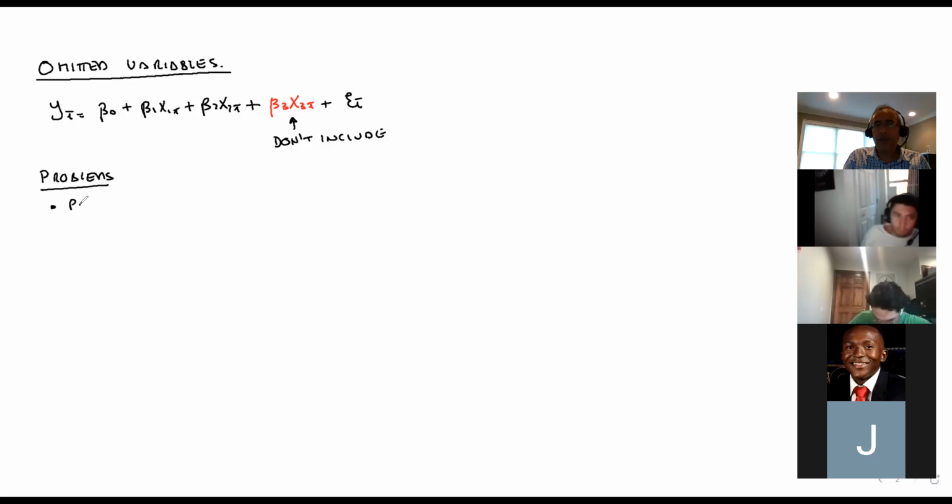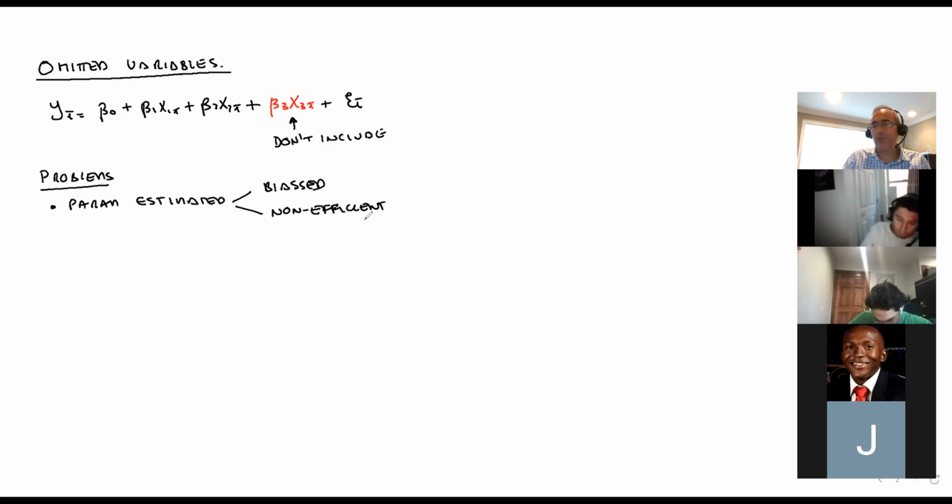The parameter estimates will be biased and non-efficient. Okay, so this is the worst case scenario, remember, guys? So when we have heteroscedasticity or autocorrelation, we have unbiased, even though non-efficient. But in this case, when we are forgetting something that is crucial in my model, my coefficients are going to be completely biased and non-efficient.